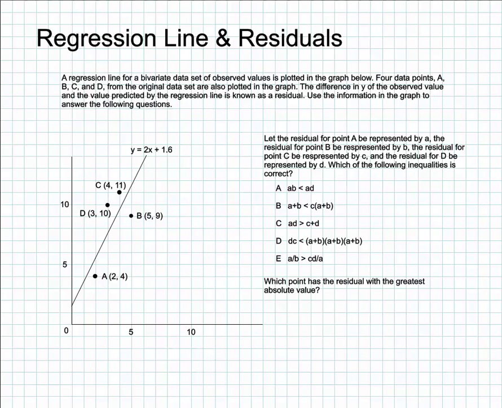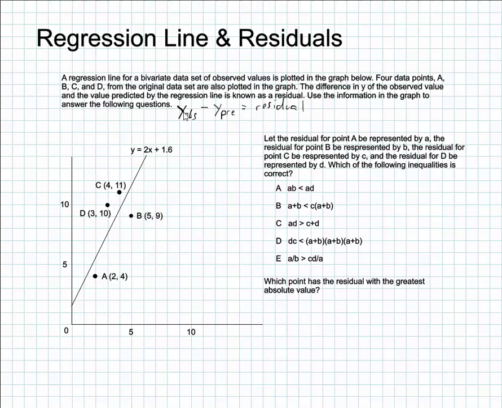A regression line for a bivariate data set of observed values is plotted in the graph below. 4 data points, A, B, C, and D, from the original data set are also plotted in the graph. The difference in y of the observed value and the value predicted by the regression line is known as a residual. So let's do that. So y observed minus y predicted equals the residual. We'll just leave that up there. So use the information in the graph to answer the following questions.